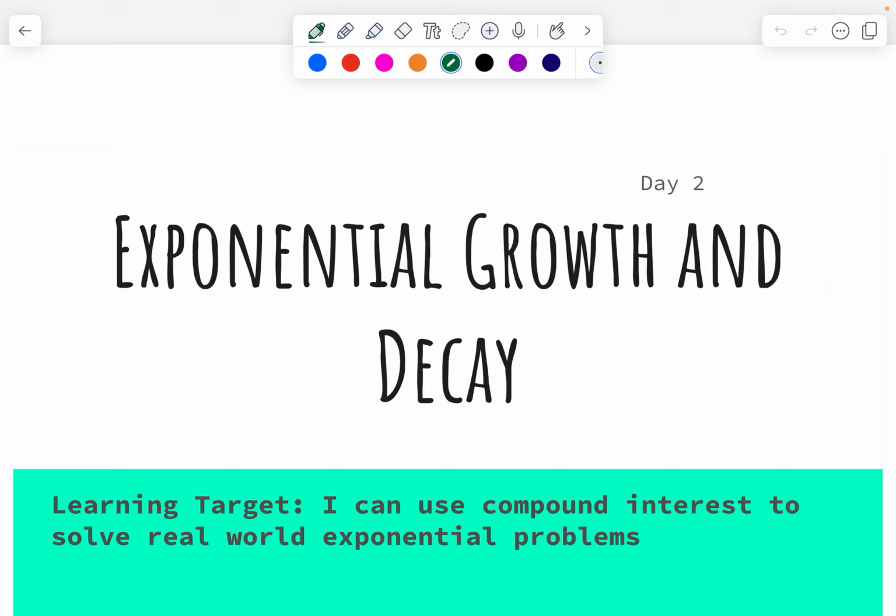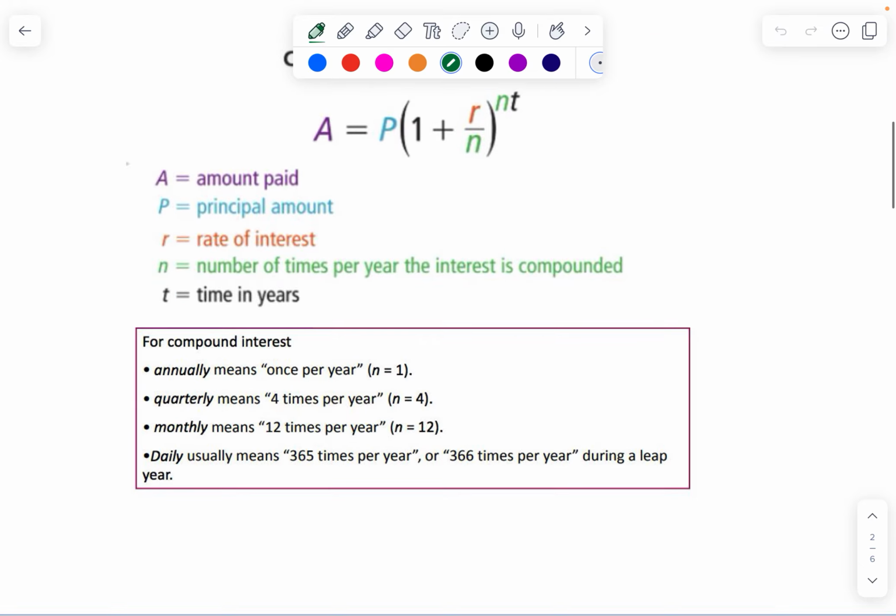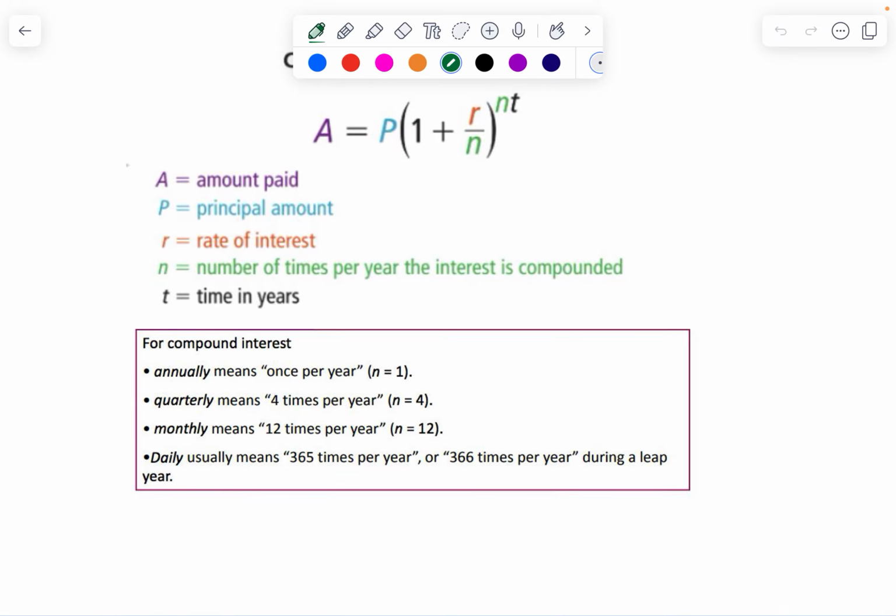Hi friends, we're going to continue our exponential growth and decay today, but today we're going to be talking about compound interest. Compound interest formula: A equals P times (1 plus r over n) to the n times t.